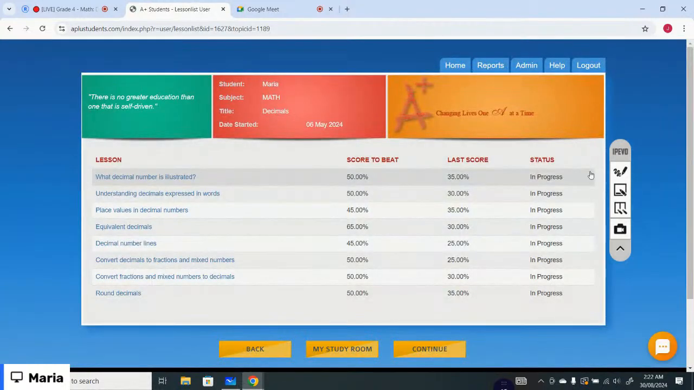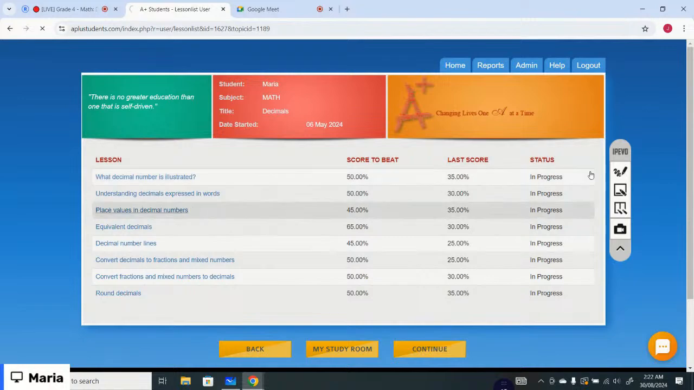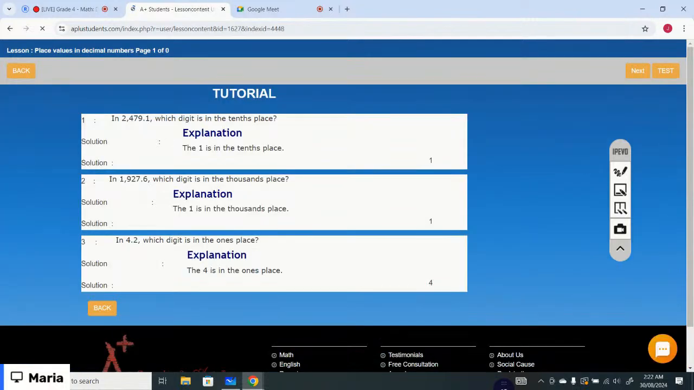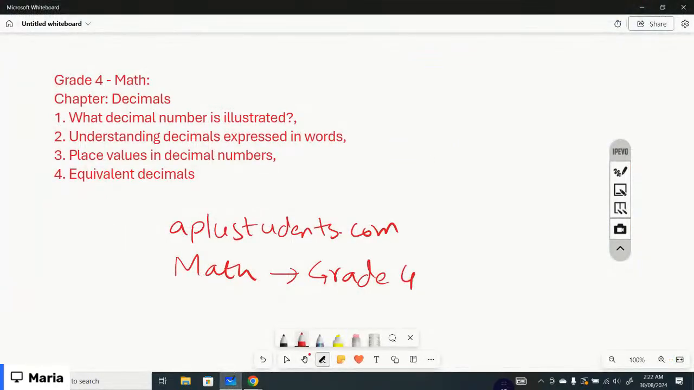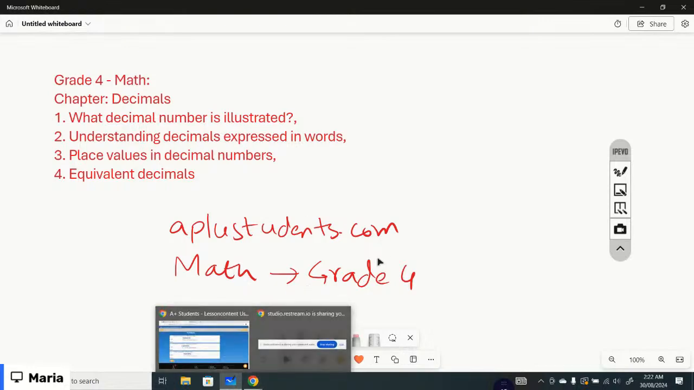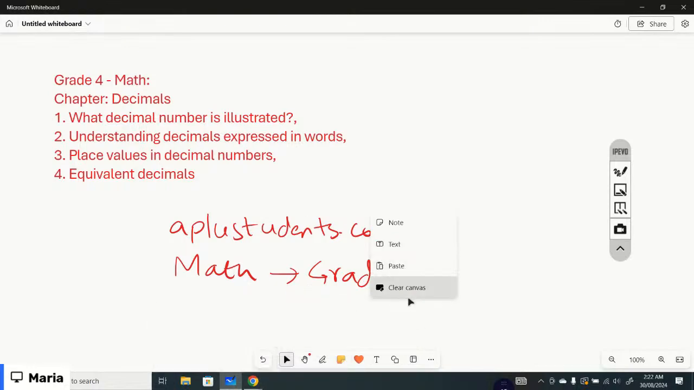The next lesson is place values in decimal numbers. That is a very important lesson. Although I have explained the place values in decimal numbers earlier, let me explain again. Listen to me carefully, that is a very important thing. For example, you are given a decimal number, 4152.311.